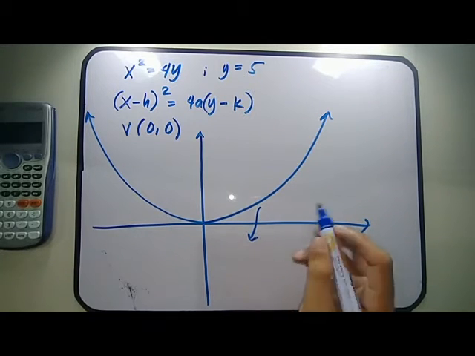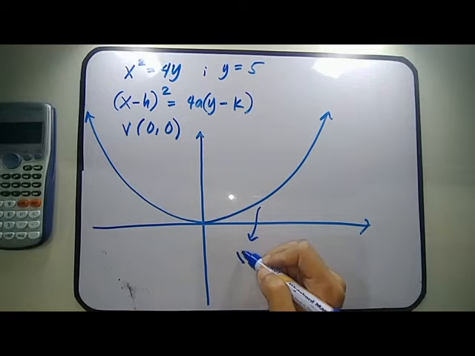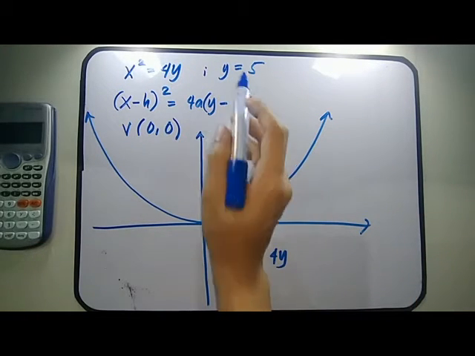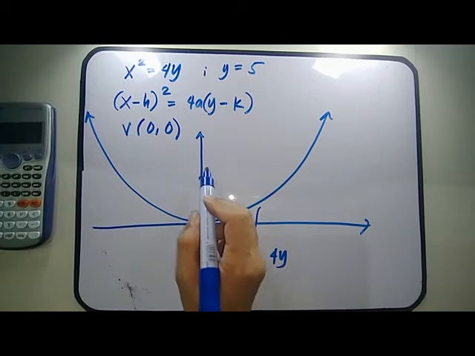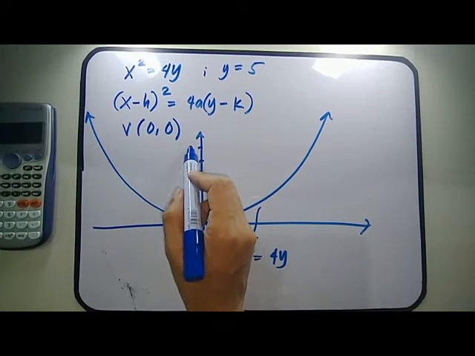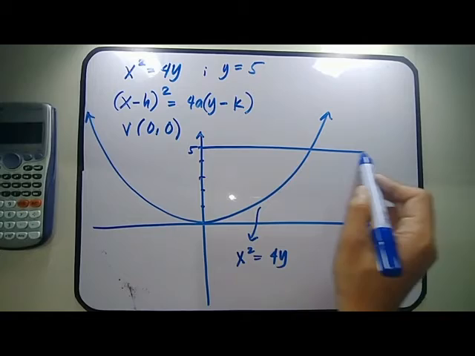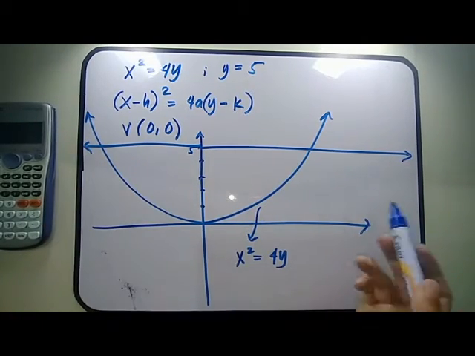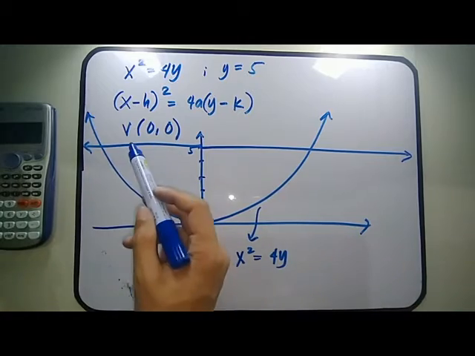Then we plot the other curve, y is equal to 5. It's a horizontal line. So the area bounded is this shaded figure.